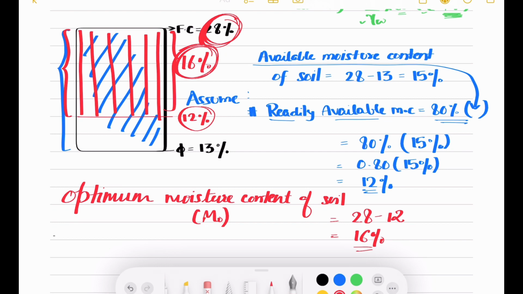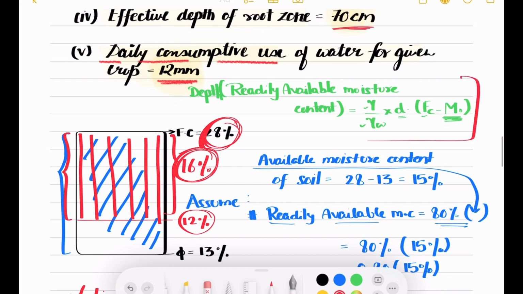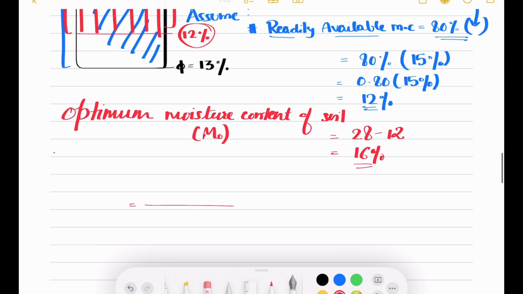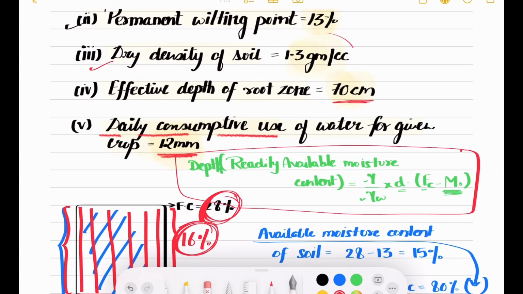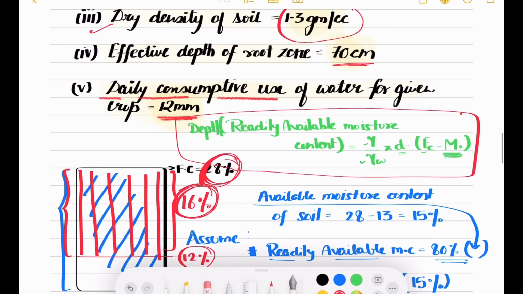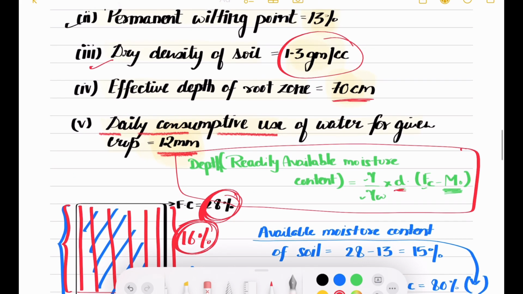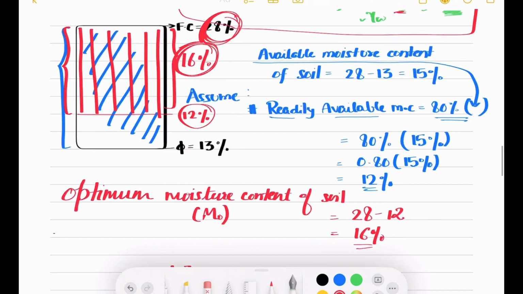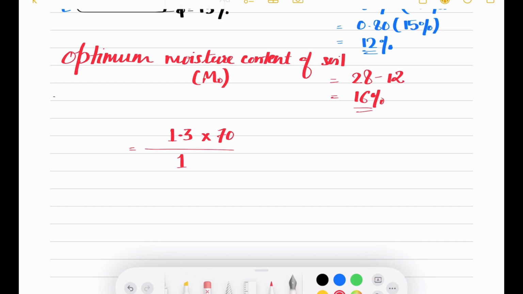Since we have this value, now all we have to do is put the values in the formula here, right? So we have gamma, that is the dry density of soil. We are given 1.3 gram per cc, so we will put 1.3 gram per cc. Since it is in gram per cc, gamma W will be 1, right? The depth of root zone we have been given is 70 centimeter, so we are going to put 70 centimeter.